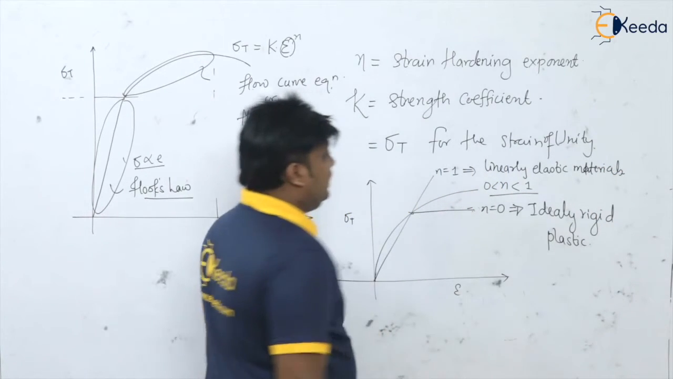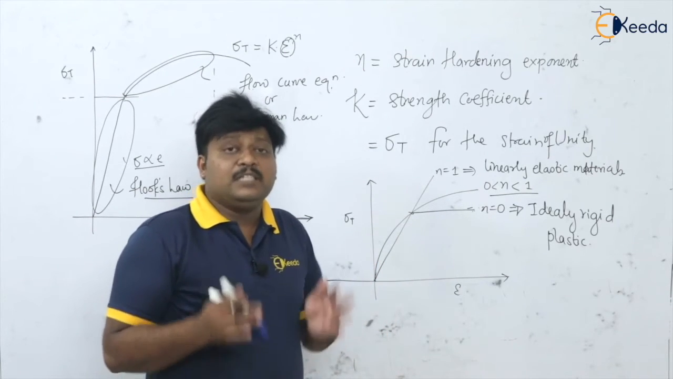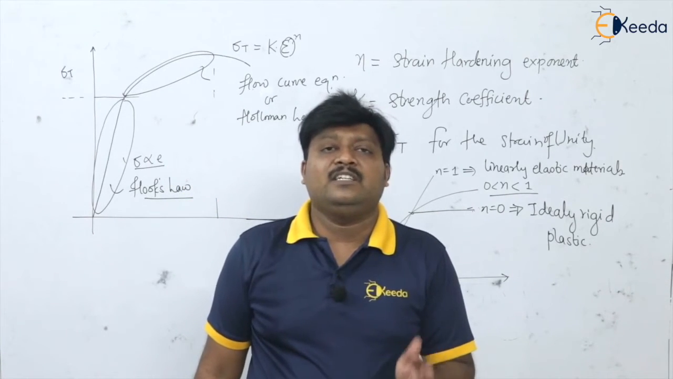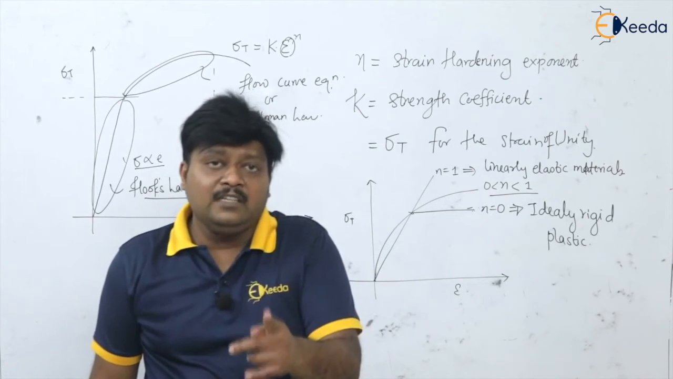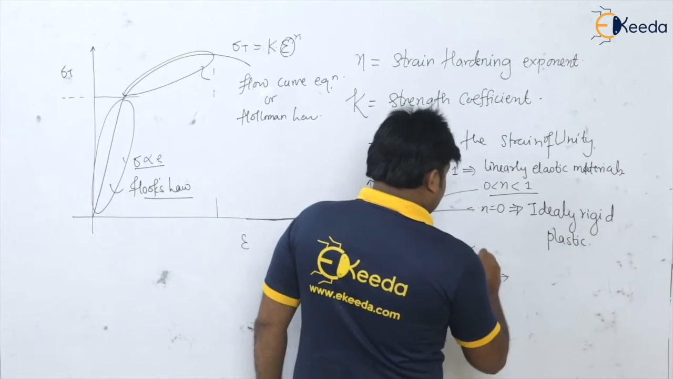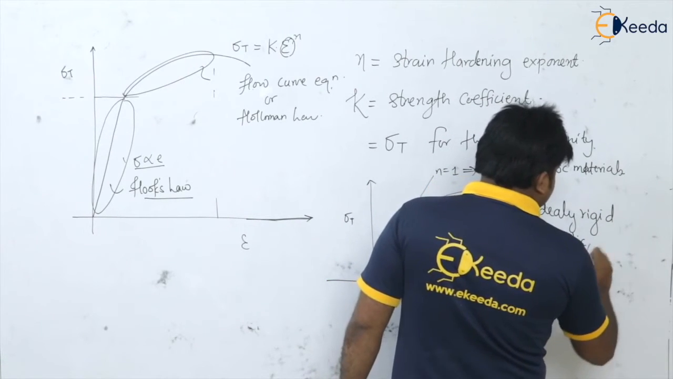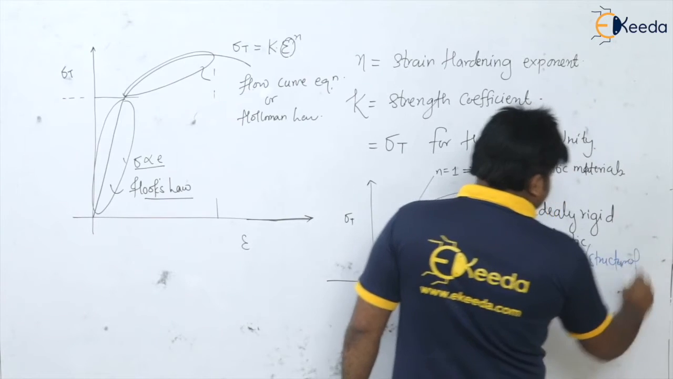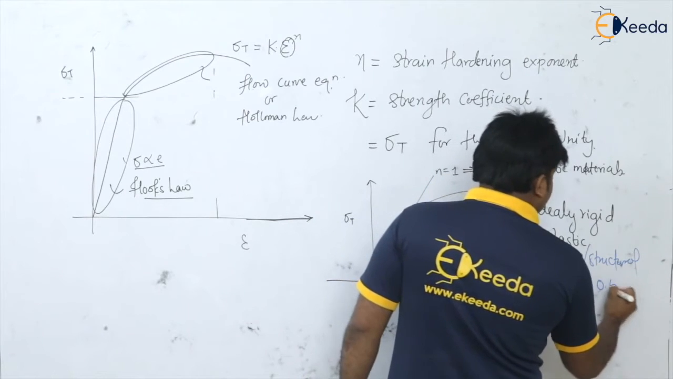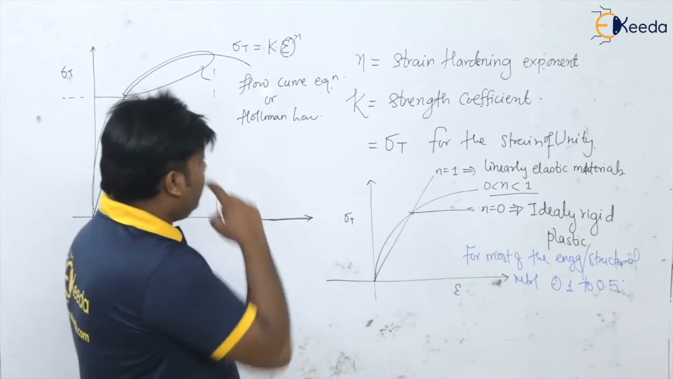And the third category, you can see here, the n value is from 0 to 1. But for most of the engineering materials, this value of strain hardening exponent lies between 0.1 to 0.5. Please remember, very important. For most of the engineering materials, or rather structural materials, the value of n is from 0.1 to 0.5. So this is very important, the strain hardening exponent.